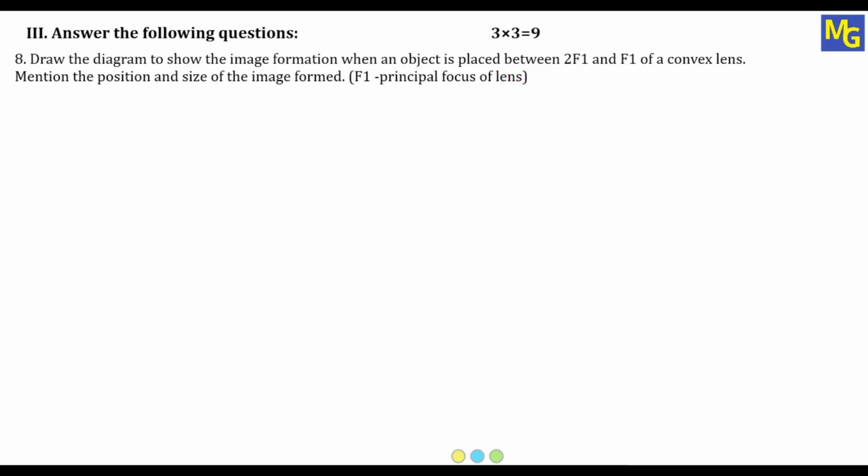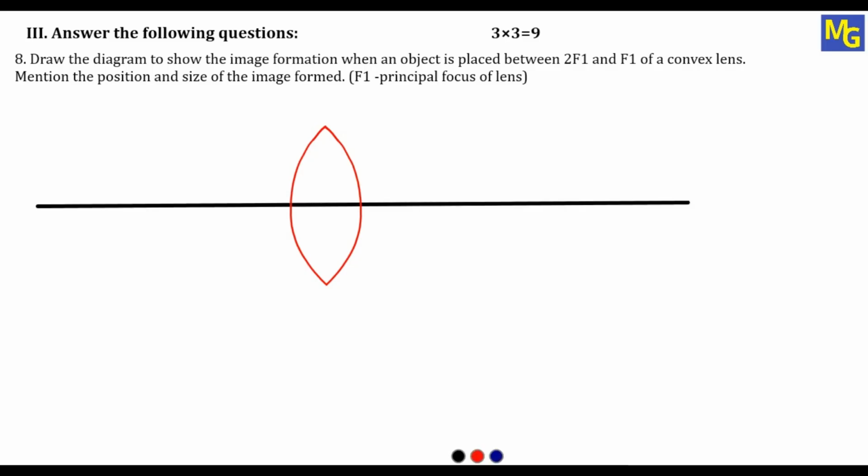So let's take the convex lens first. This is the convex lens, and now we are going to draw the principal axis for this. Let's name it X and here I'll write Y. Then at the center there will be the optical center, I'll write O. Here there will be F1, that is the principal focus, and here 2F1. On this side also the same, I'll write F2 and 2F2.